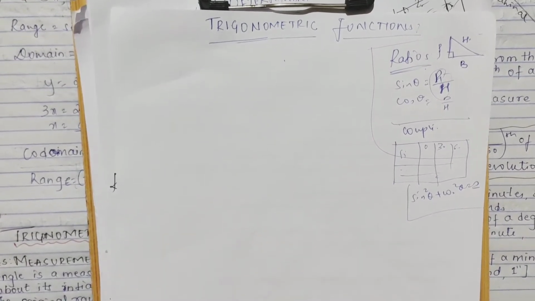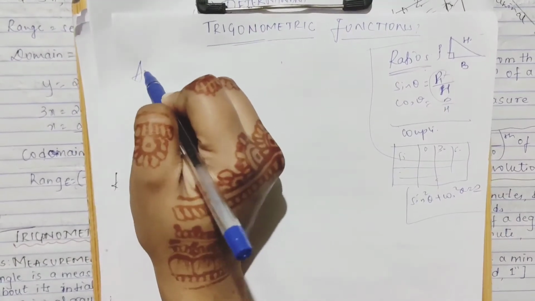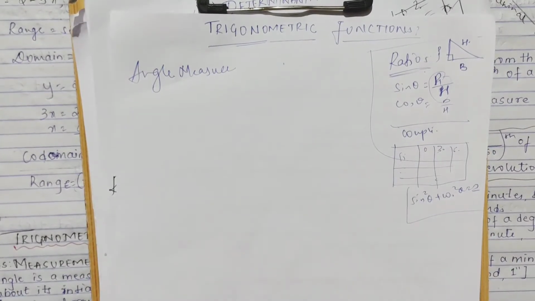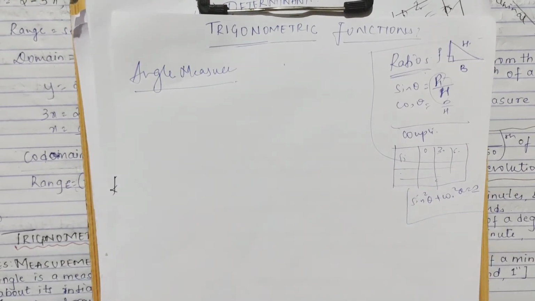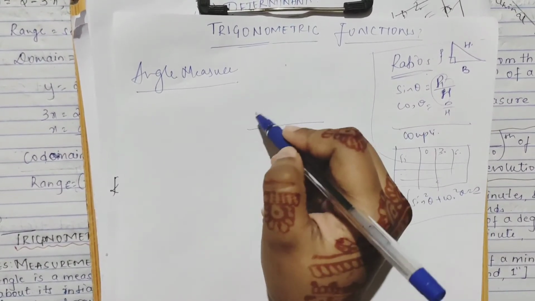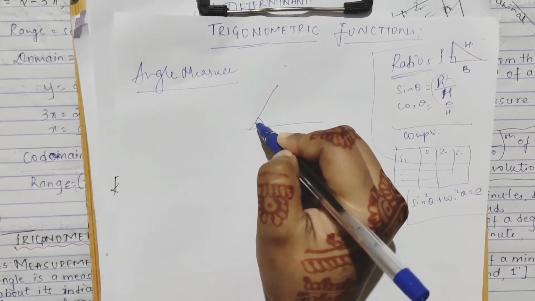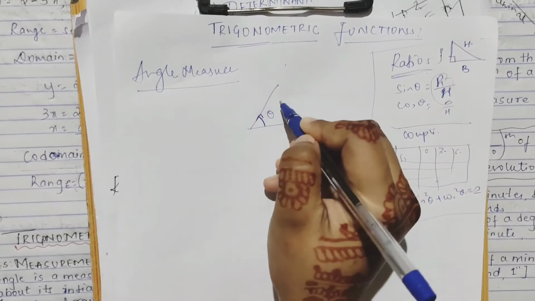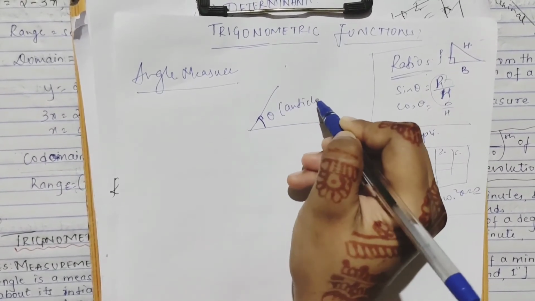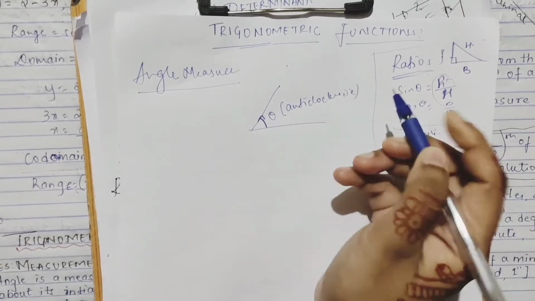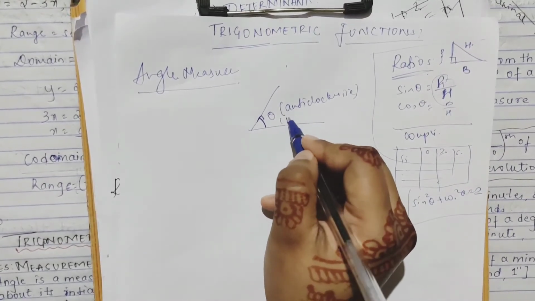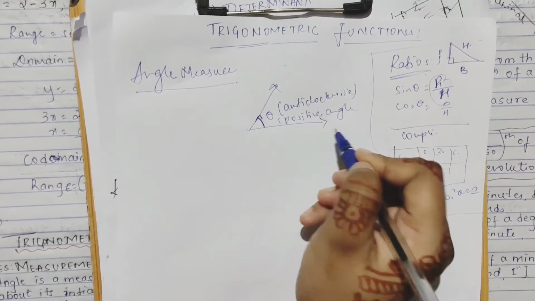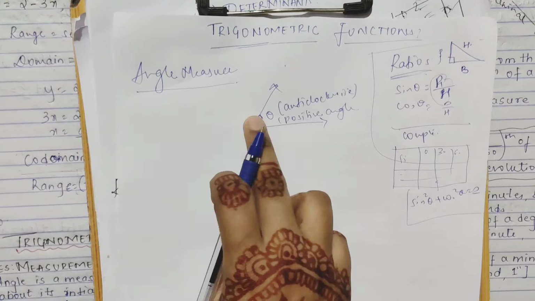And now in the further part, we will see angle measurement. First we will see what angle measurement means. Now suppose you are making an angle, this is 30 degree, and this is anti-clockwise. If you are going this side, it is anti-clockwise, so theta will be positive. So this makes a positive angle if it is going anti-clockwise.